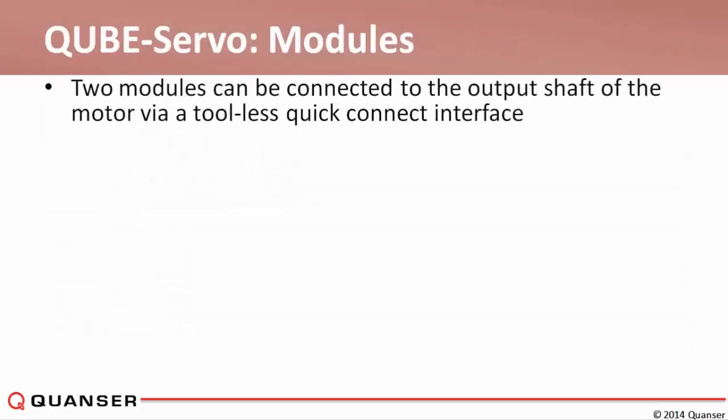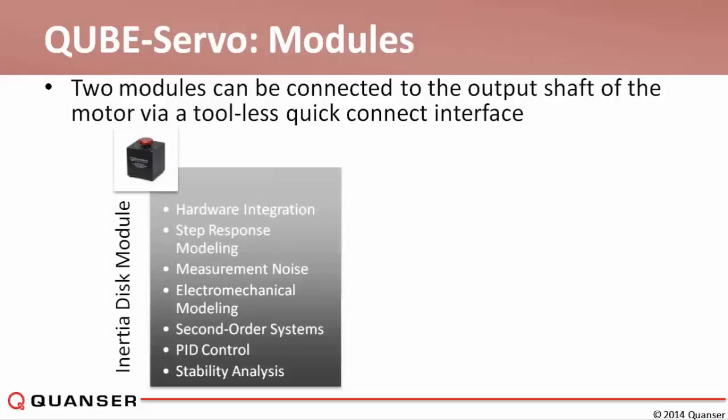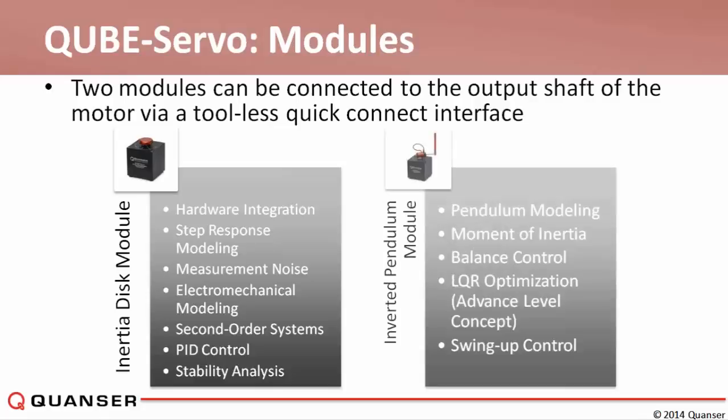So as I had said before, the QUBE servo comes standard with 2 modules. These 2 toolless quick connect modules are the inertia disk module, so you can do things like step response modeling, measurement of noise, electromechanical modeling, PID control, stability analysis, just to name a few topics, as well as the inverted pendulum module for some more advanced types of control theory. So you can look at balance control, LQR optimization, swing up control. Again, just a quick sampling of some of the applications you can use with this, and Peter will actually show us some of these later on in the demonstration.